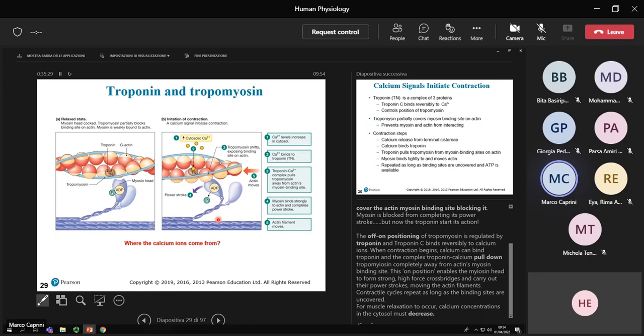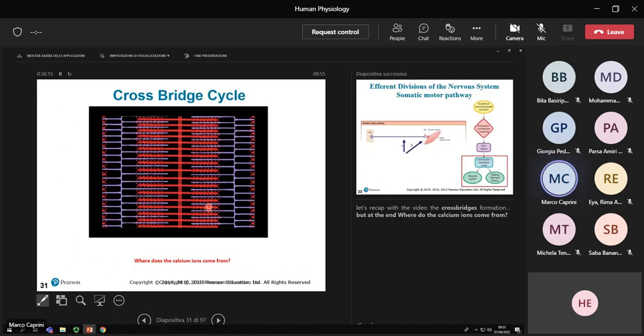So we know now that the entire process can occur because calcium is present, ATP is present, calcium binds to troponin, troponin pulls the tropomyosin from the myosin binding site on actin, the myosin binds tightly now and moves the actin to the center of the sarcomere, and this is repeated as long as binding sites are uncovered and obviously ATP is available. Let's see the cross-bridge cycle in this video.